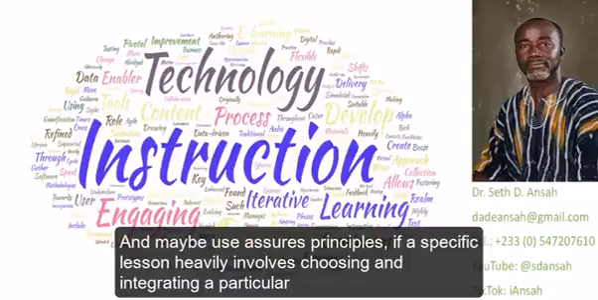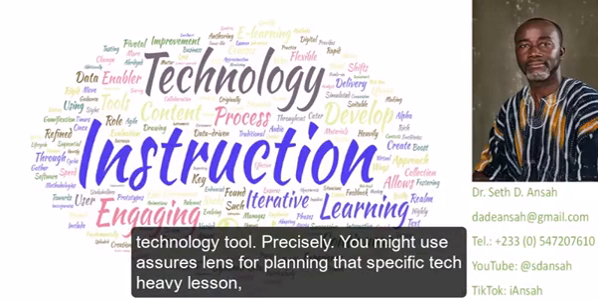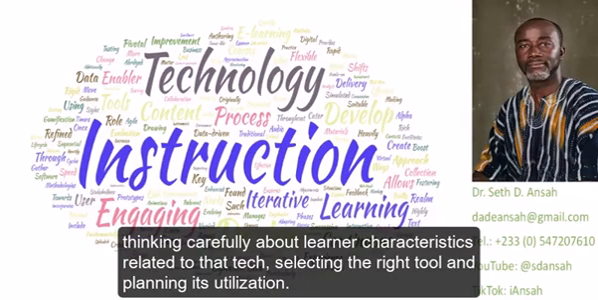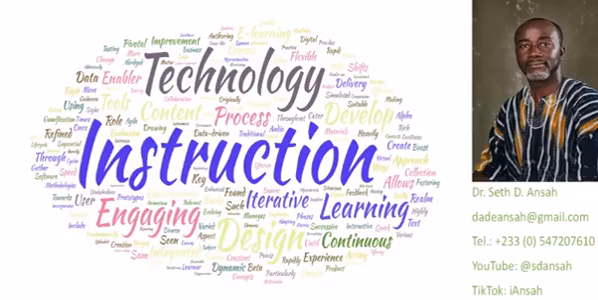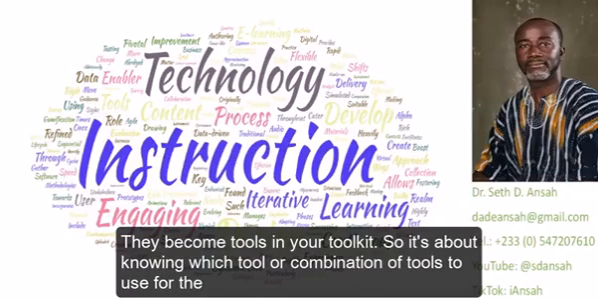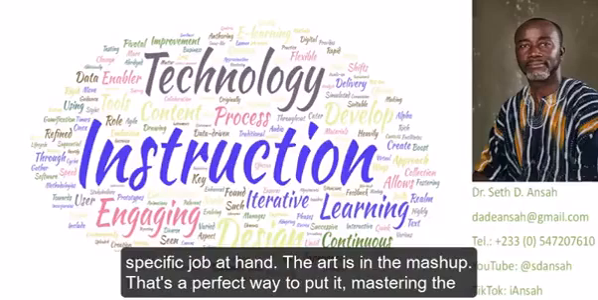And maybe use Assure's principles if a specific lesson heavily involves choosing and integrating a particular technology tool. Precisely. You might use Assure's lens for planning that specific tech-heavy lesson, thinking carefully about learner characteristics related to that tech, selecting the right tool, and planning its utilization. They become tools in your toolkit. So it's about knowing which tool or combination of tools to use for the specific job at hand. The art is in the mashup. That's a perfect way to put it.